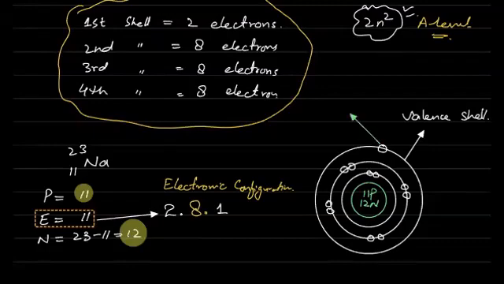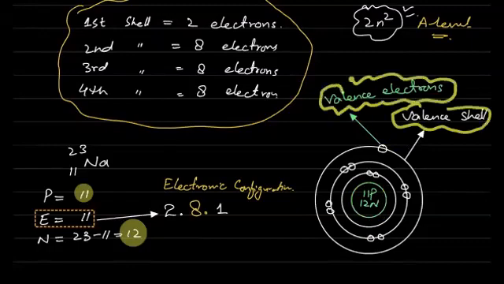Chemical properties depend on valence electrons. Physical properties depend on the nucleus. If you want to predict the physical properties, you look at the nucleus: protons and neutrons determine the physical properties. Valence electrons determine the chemical properties. This is the significance of the valence electron. The outermost shell is the valence shell, and chemical properties depend on the number of valence electrons. If two atoms have the same number of valence electrons, their chemical properties will be the same.